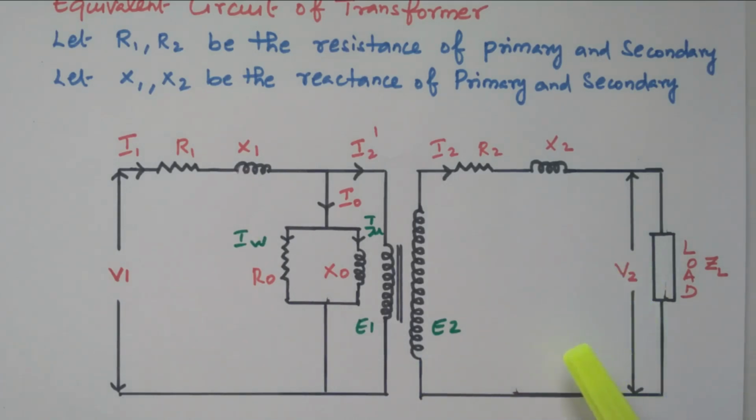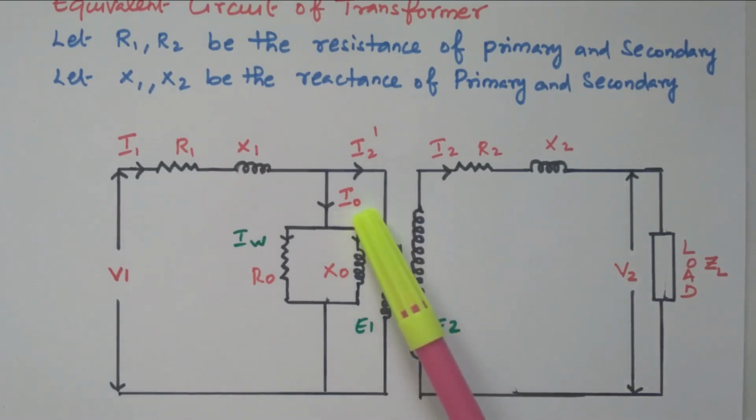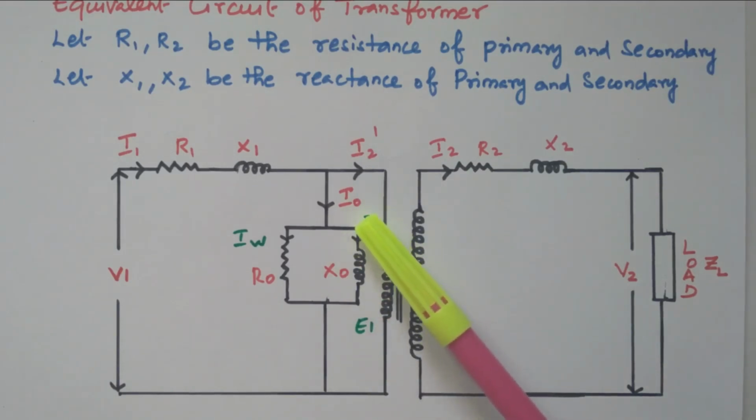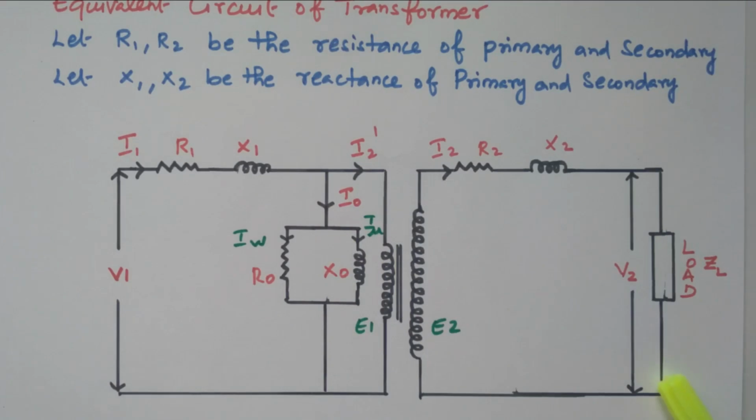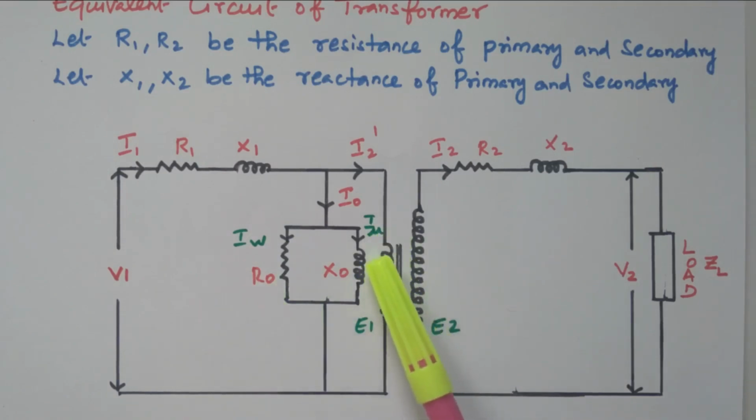We have the no load condition and loaded condition. When the transformer is not loaded, meaning the secondary is not connected with any load, at that time a small amount of current I0 flows through the primary winding. This I0 is the no load current. It has two components, the working component and the magnetizing component. The working component is equivalent to the resistance, that is the iron loss. The magnetizing component is responsible for producing the magnetic flux.